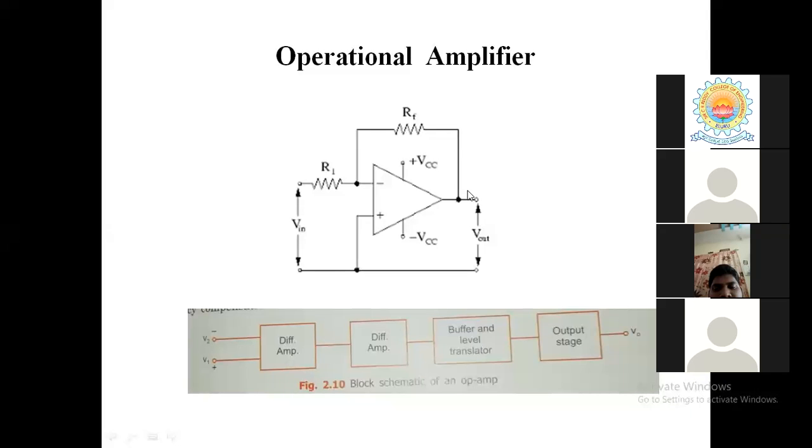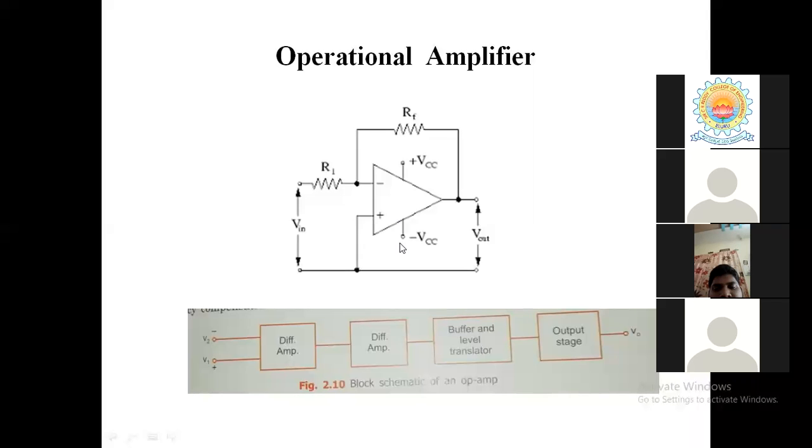If we go on to the actual operation of this operational amplifier and observe it in the simplest way, V1 and V2 are nothing but the inverting and non-inverting terminals, where the voltage gain is infinite, and the output voltage is at positive saturation.